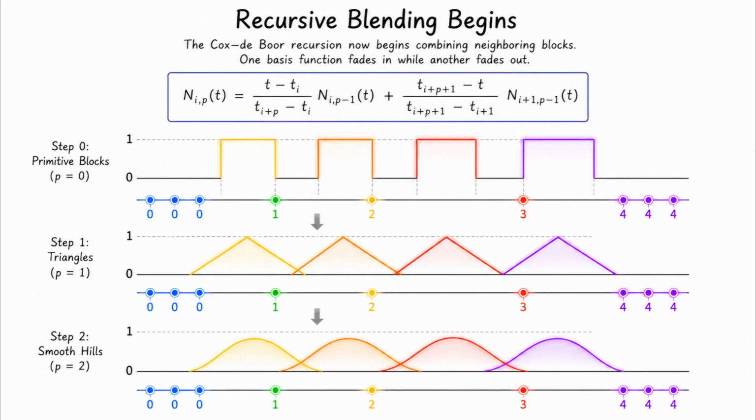Now the recursion begins. Neighboring basis functions smoothly blend together. Sharp blocks transform into smooth influence hills. This recursive blending is the heart of B-splines.